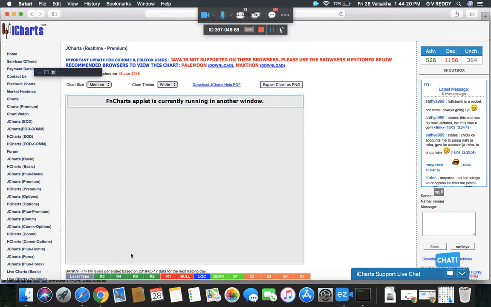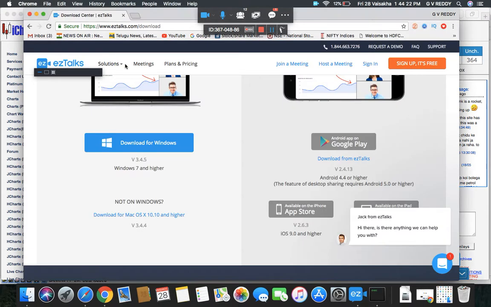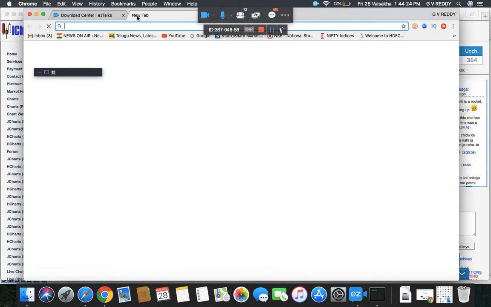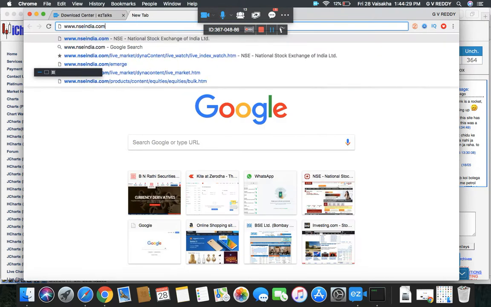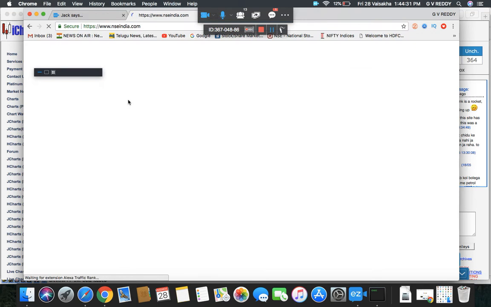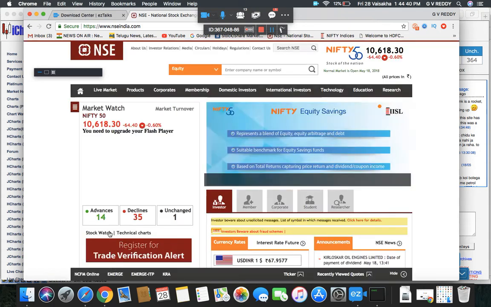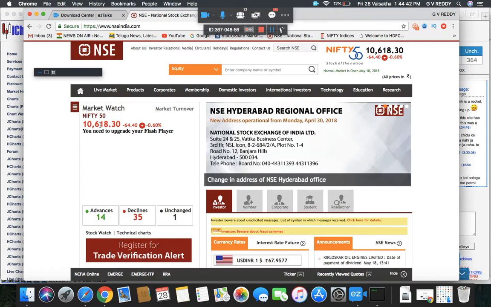It is being opened. In the meanwhile, we can also verify how the overall market is by going to a new tab and checking how the NSE is. You can keep the NSE open to understand various changes in the indices or the sectors.